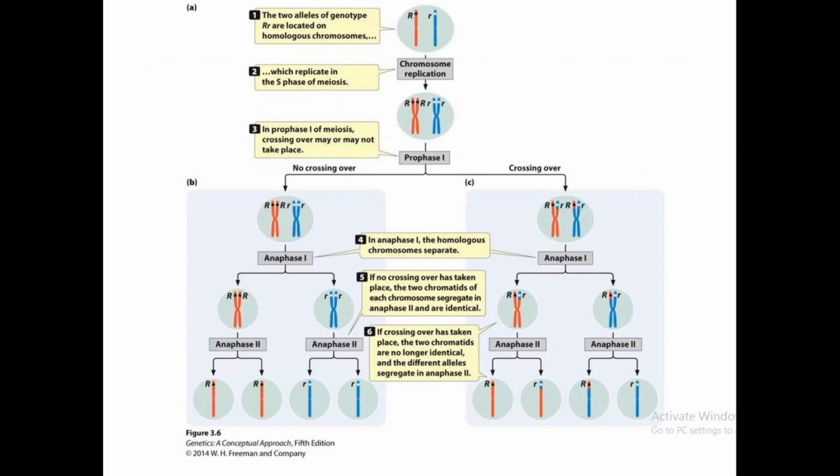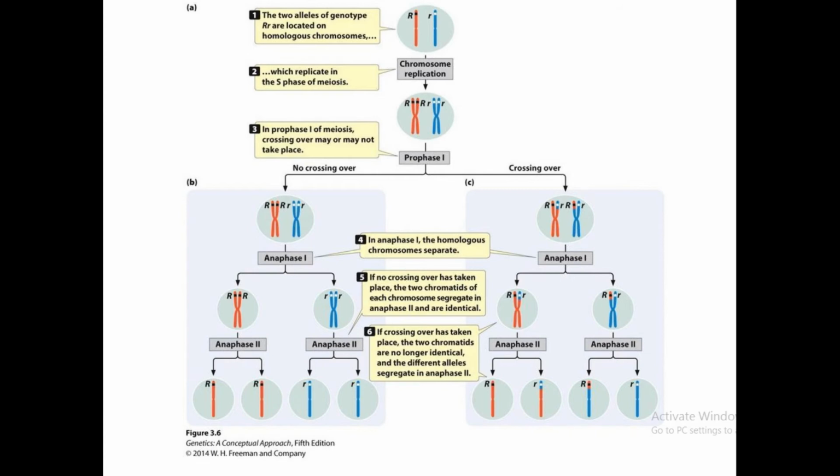Now about the anaphase 1 and anaphase 2 thing, you can see here the two alleles of a genotype are located on homologous chromosomes. So here is capital R, here is small r, which replicate in the S phase of meiosis. The replication occurs here. In prophase 1 of meiosis, crossing over may or may not take place. If crossing over takes place, then there is exchange of genetic material. In anaphase 1, the homologous chromosomes get separated.